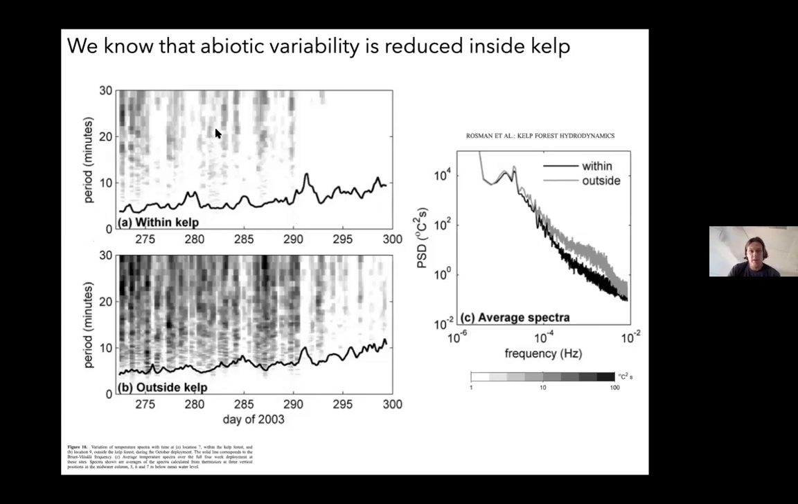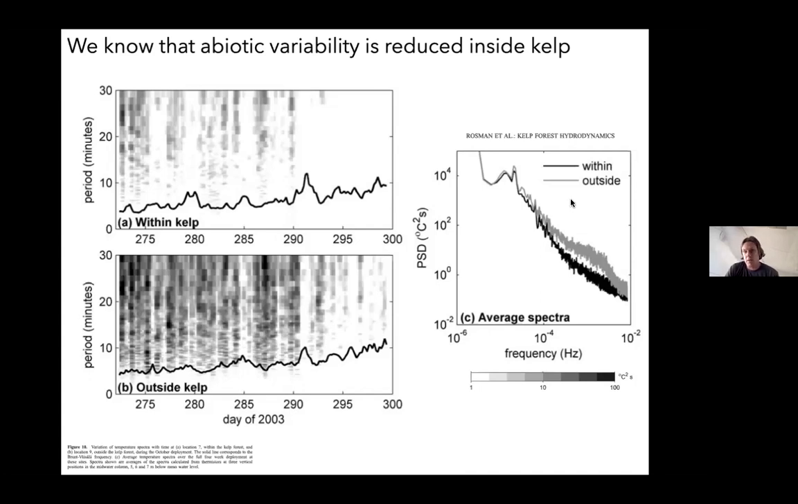The density, or the darkness rather, of the line represents the magnitude. So comparing outside the kelp to inside the kelp forest, we see reduced variability, or reduced variance, in the temperature signal inside the kelp compared to outside the kelp. You could think of this as the kelp dampening out internal oscillations associated with water movement that are being manifest and measured via temperature.